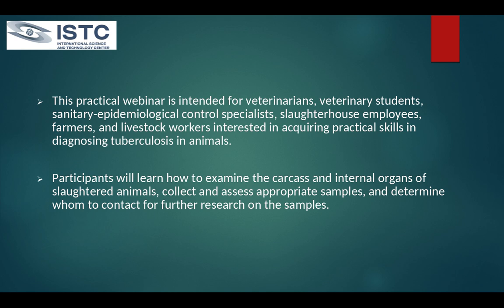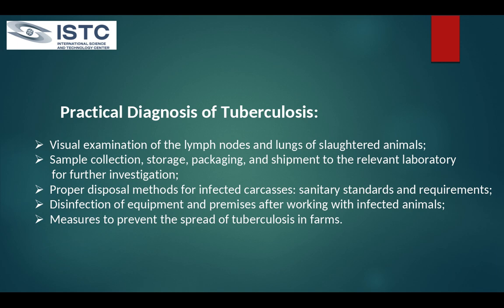In this webinar, we will cover the following topics: visual examination of the lymph nodes and lungs of slaughtered animals; proper sampling procedures, including collecting methods, storage protocols, packaging guidelines, and transportation of samples to the relevant laboratory for further research; proper methods for the disposal of infected carcasses; sanitary standards and requirements; the disinfection of equipment and facilities after working with infected animals; and preventive measures to control the spread of tuberculosis in farm environments.